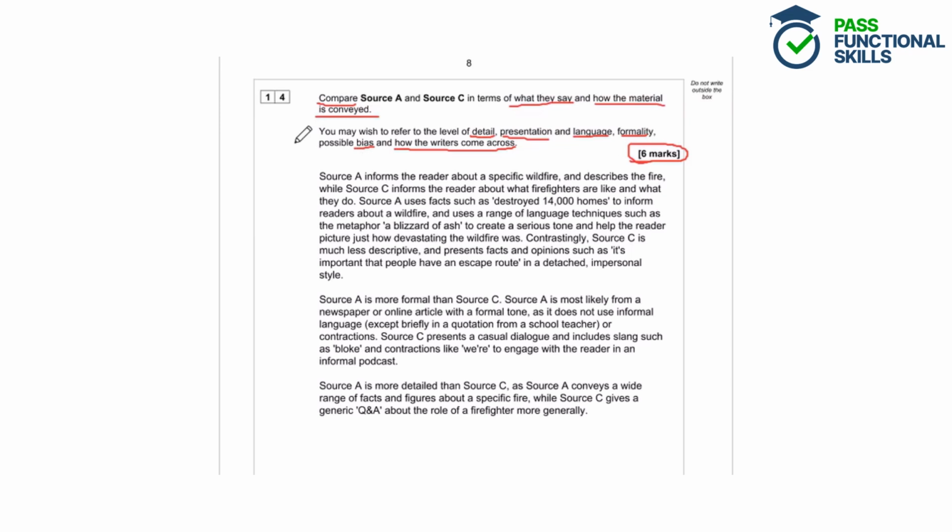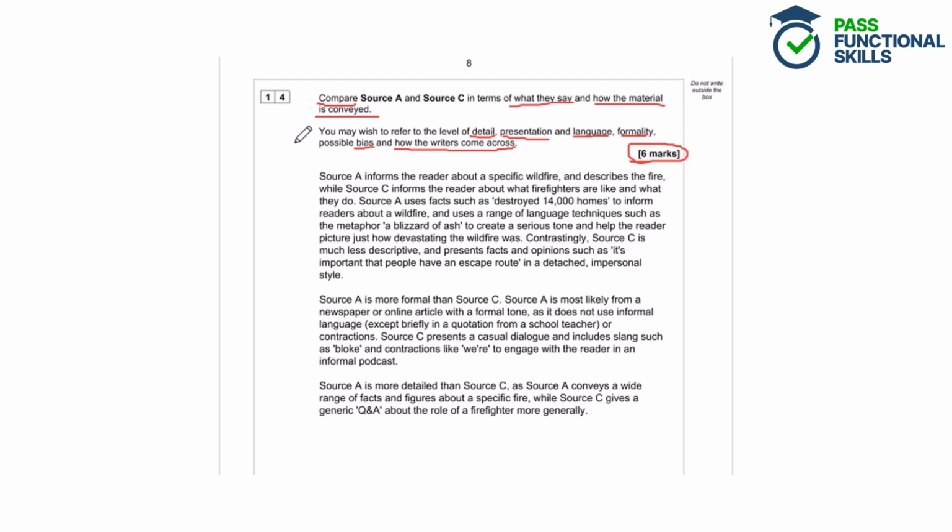The student's written here that source A informs the reader about a specific wildfire and describes the fire, while source C informs the reader about what firefighters are like and what they do. Source A uses facts such as "destroyed 14,000 homes" to inform readers about a wildfire, and uses a range of language techniques such as the metaphor "a blizzard of ash" to create a serious tone and help the reader picture just how devastating the wildfire was. Contrastingly, source C is much less descriptive and presents facts and opinions such as "it's important that people have an escape route" in a detached, impersonal style.